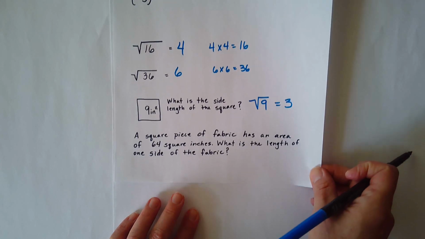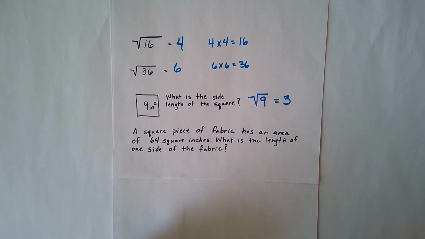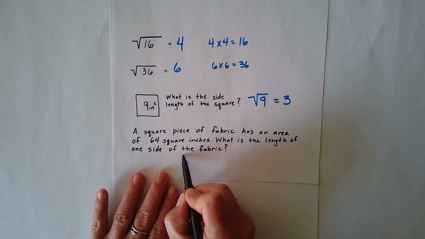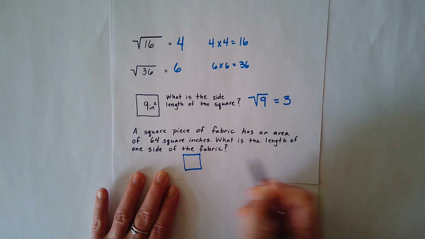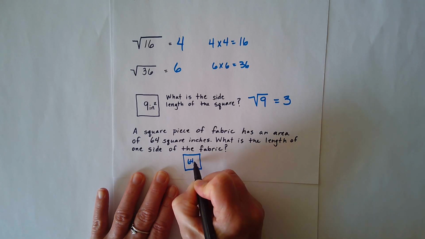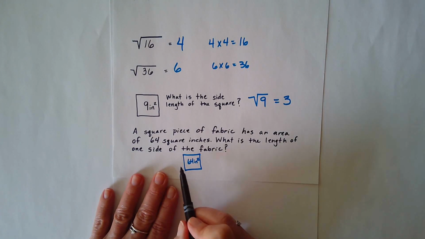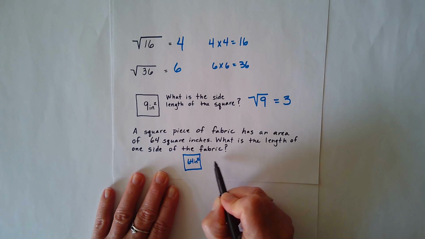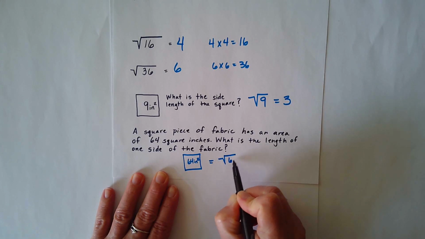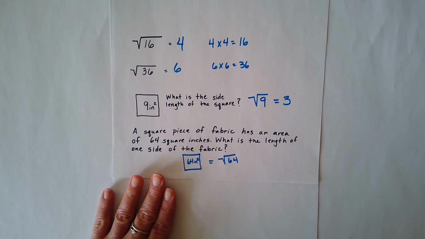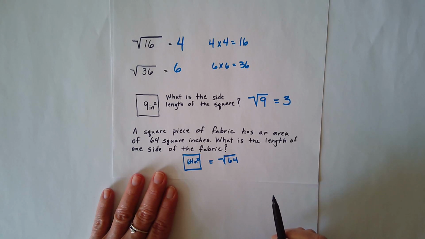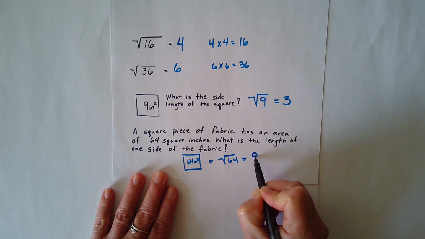What about a square piece of fabric? We know the area is 64 square inches, and we want to know the side length of the fabric. Knowing that it's a square, it would look again like this, just like our picture above. We know that it has 64 square inches, and we would want to know the side length. Well, that's, again, just finding the square root. That's the same thing as the square root of 64, which is asking what number times itself equals 64. And what number would it be? 8.